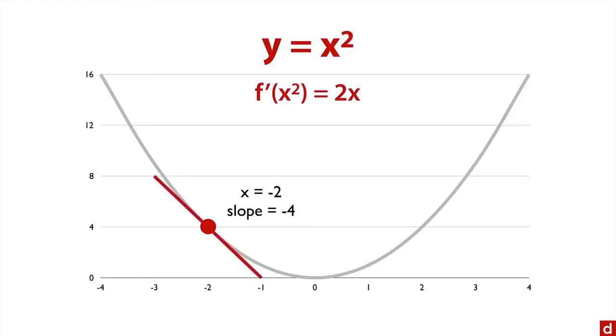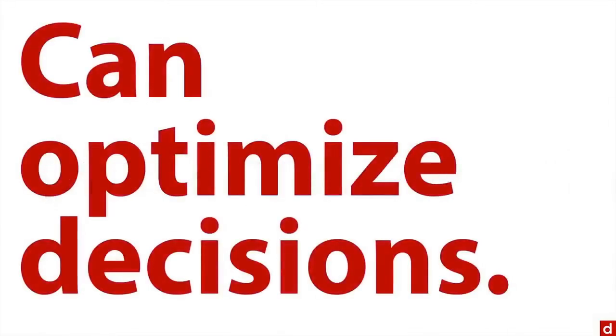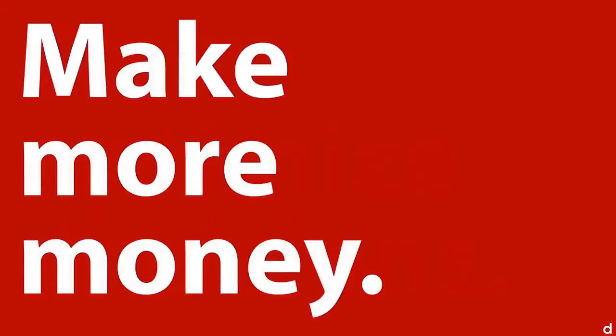Okay, what if we choose a different point? Let's say we come over here to x = 3. Well, the slope's equal to 2x. So that's 2 times 3, which is equal to 6. Great. And on the other hand, you might be saying to yourself, why do I care about this? There's a reason that this is important. And what it is is that you can use these procedures to optimize decisions. And if that seems a little too abstract to you, that means you can use them to make more money. And I'm going to demonstrate that in the next video.